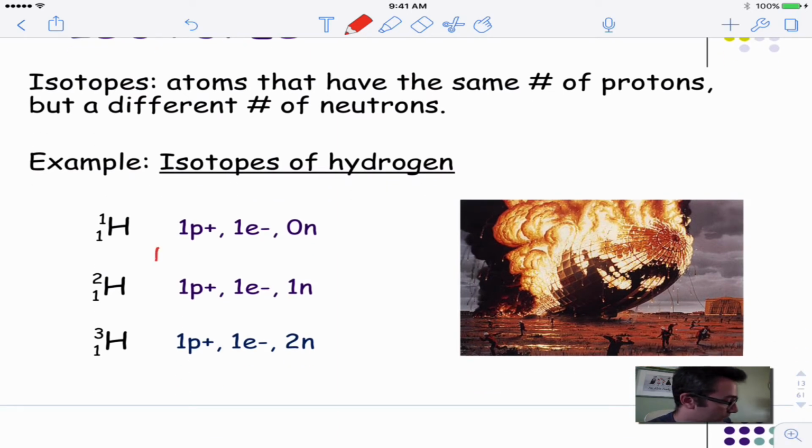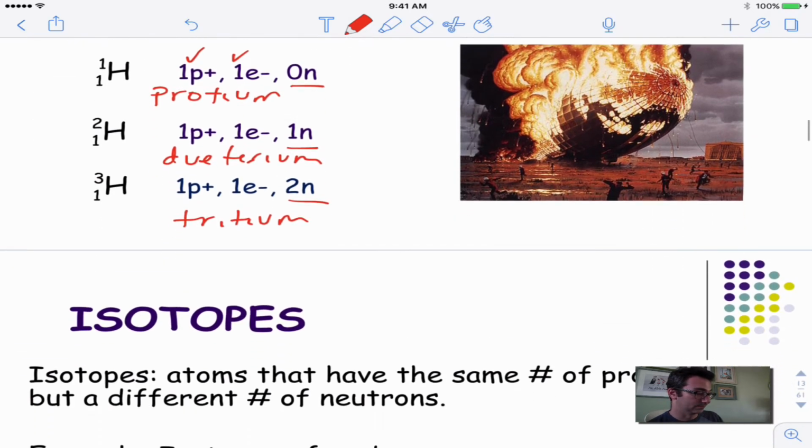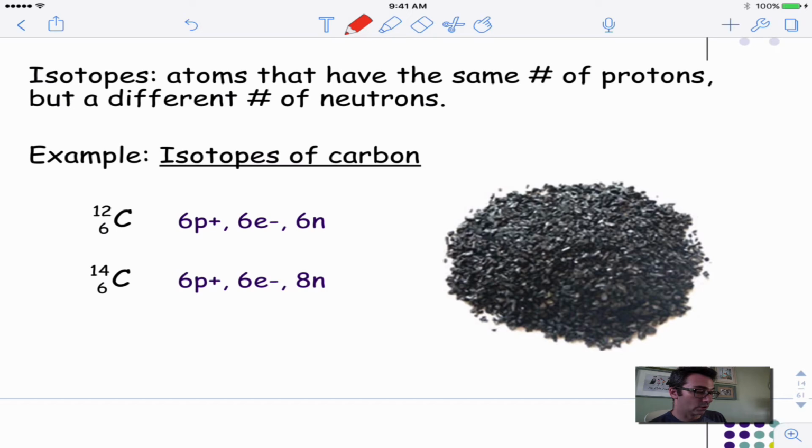We have protium, we have deuterium, and we have tritium. They all have the same number of protons and electrons, but the neutrons are different for each of them. You should know the names of these particular isotopes, and you should know that isotopes have different numbers of neutrons. Here they give you another example with carbon.